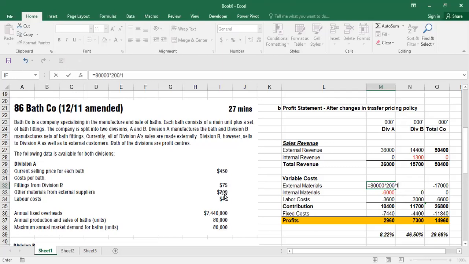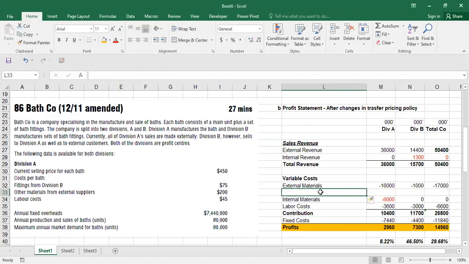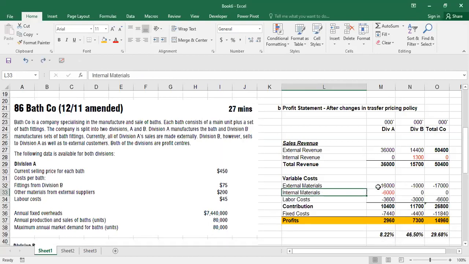And just divide it by 1,000, multiply by -1. So their external material cost will be 16,000. $80,000. And then how much is their internal material cost? And by the way, there will be one more line, or you can actually make changes here.